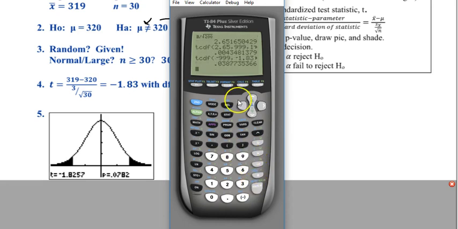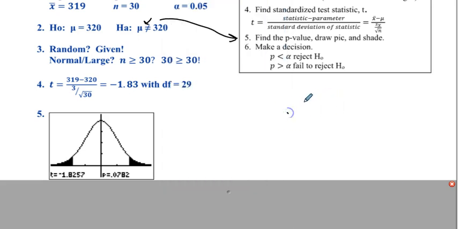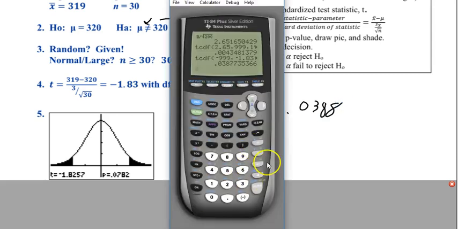And look at that. Where'd that come from? 0.0388. So why does it say P is 0.782? Well, remember, we have to multiply by 2. And there we go. 0.78.